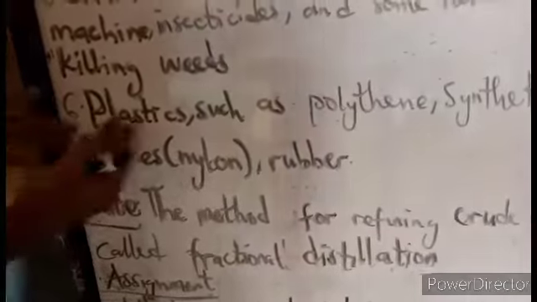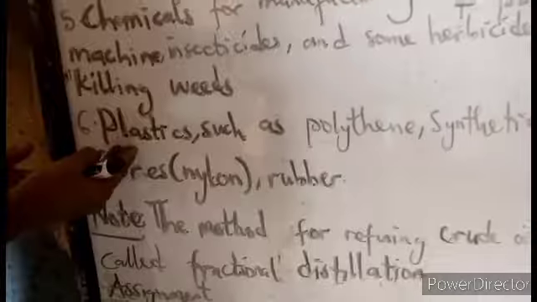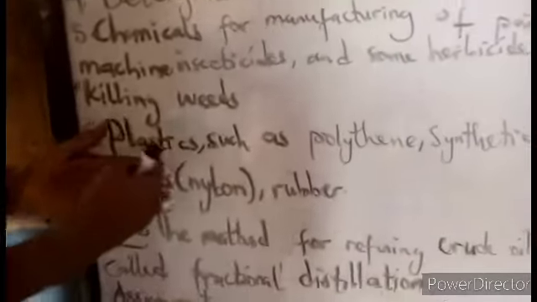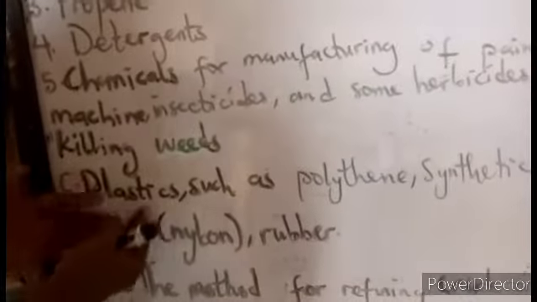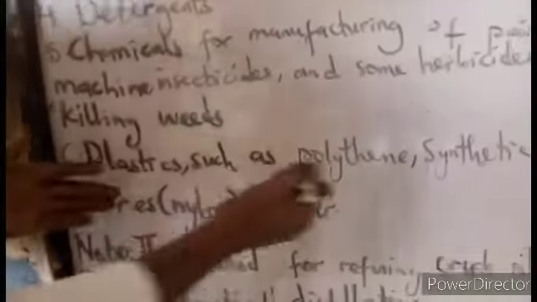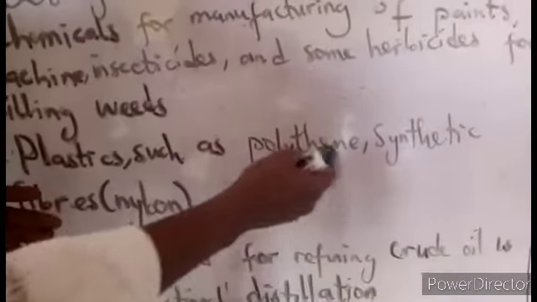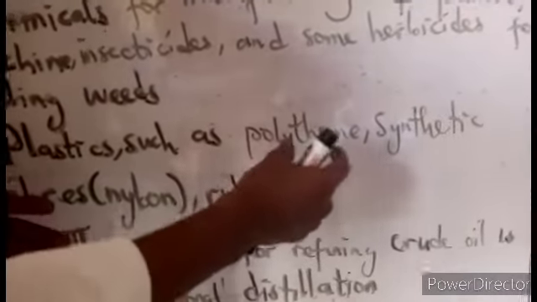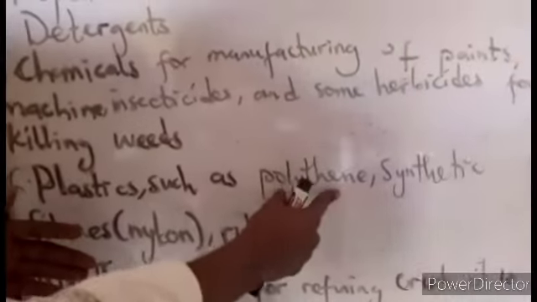Okay. Petrochemicals also have another example, plastic. Plastic, either thermoplastic or thermoset, is a product of petrochemicals. Plastic such as polythene. This polythene, if you don't know the meaning, I will tell you. Polythene is just your poly bag, the poly bag you use to buy something. That's the meaning of polythene.